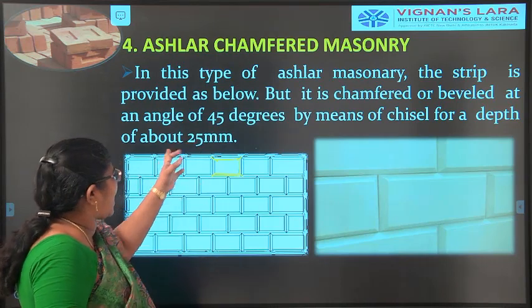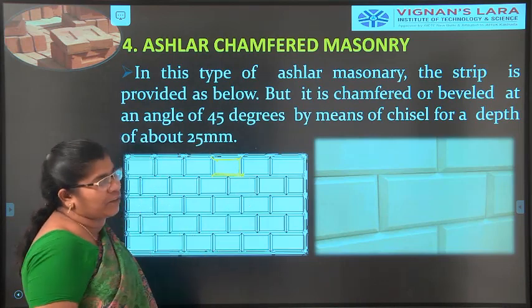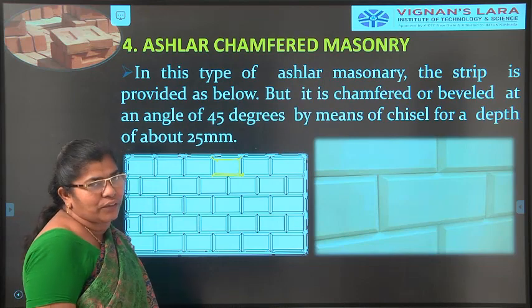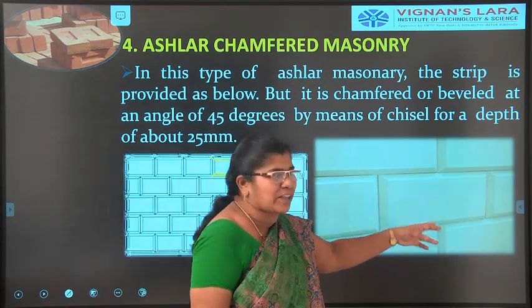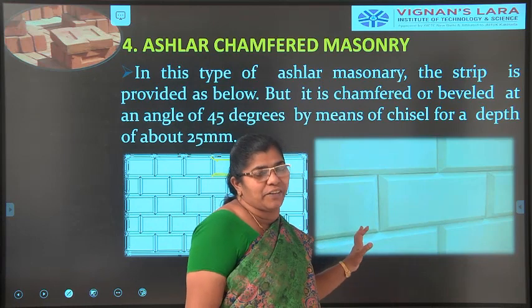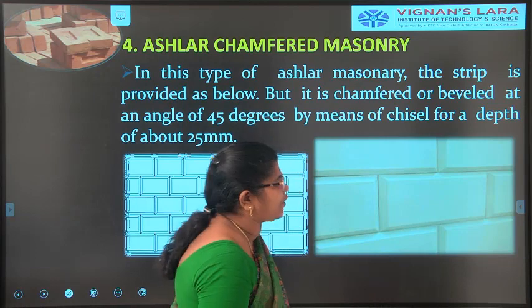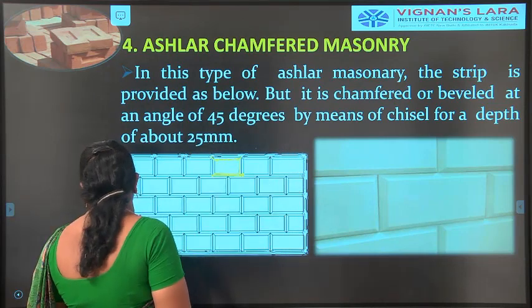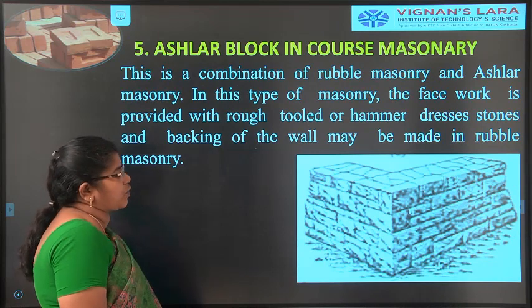Mostly the angle will be 45 degrees, made by means of a chisel to a depth of about 25 mm. So it will have a very good look. You can see this type of masonry gives a very bold look. So it is good in aesthetics and we will use it. It is very costly.